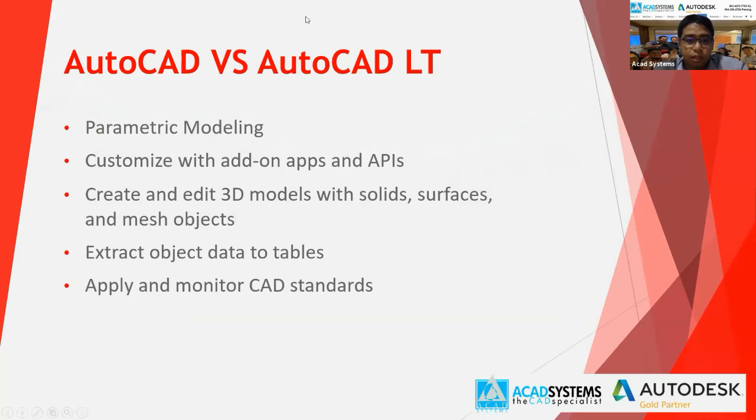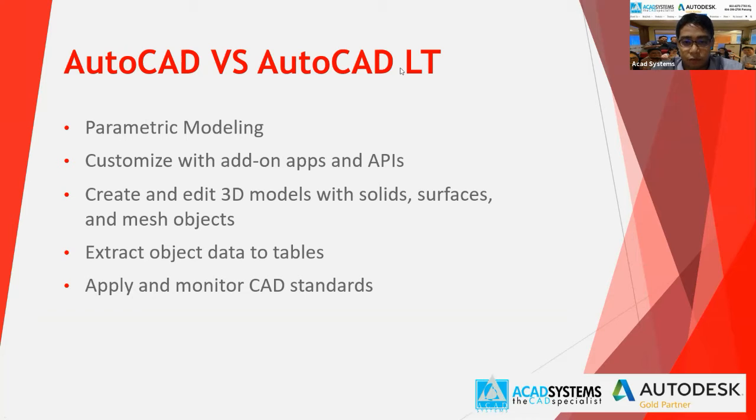Next, I would like to highlight some of the things that AutoCAD can do which AutoCAD LT cannot do. Just a simple basic one. There are many other things that AutoCAD can do which LT cannot, but we're going to focus on these 5 things. First, we're going to start with parametric modeling.